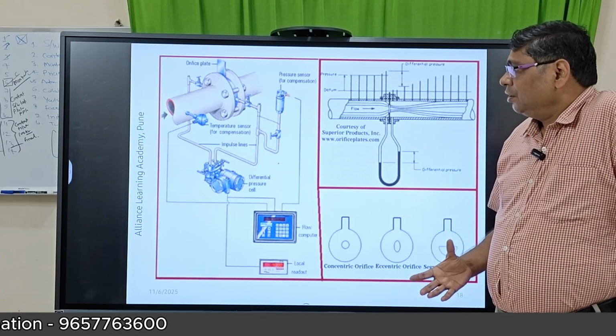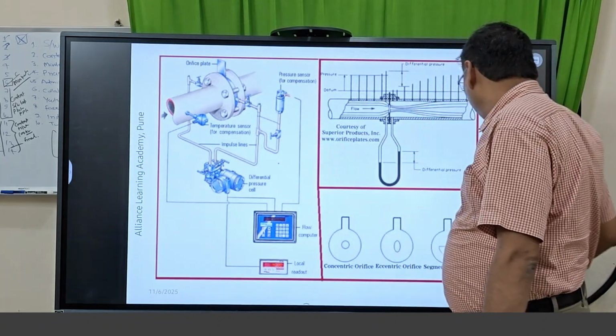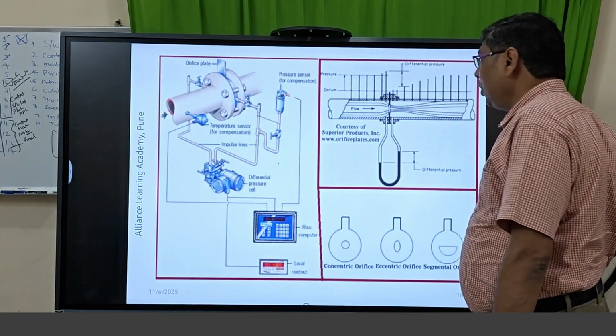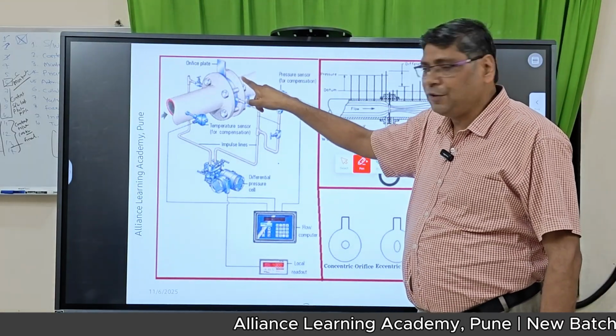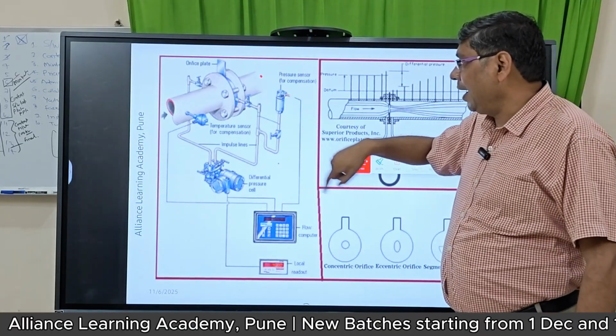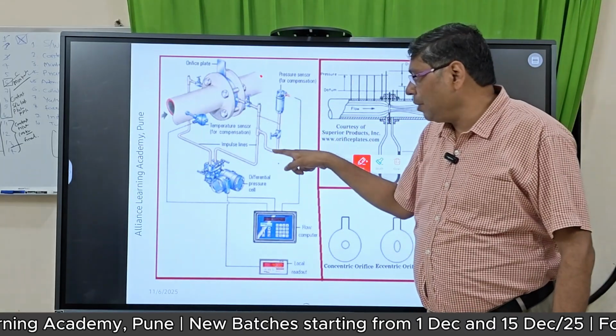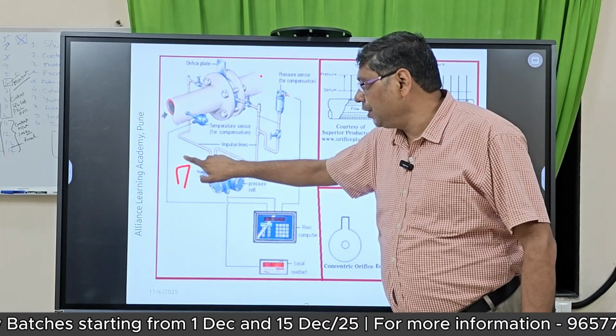an industry. You see here, orifice plate. Can you spot it? This blue one. It's an orifice plate sandwiched between two flanges, and this is the pipe, and this is the central tapping, and here we are measuring the delta P.